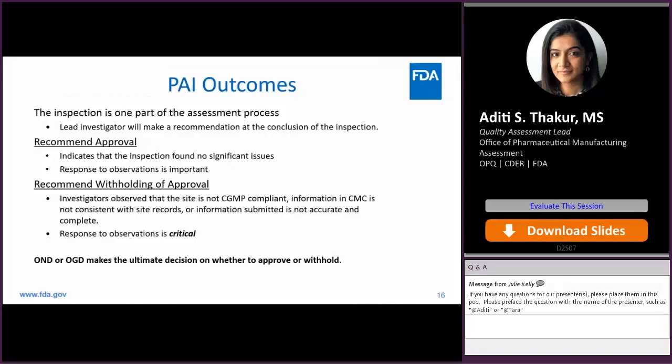These responses are reviewed by the OPMA reviewer, who provides the final recommendation to the facility. Therefore, the response to the observation is very important. OND or OGT makes the ultimate decision on whether to approve or withhold the application.